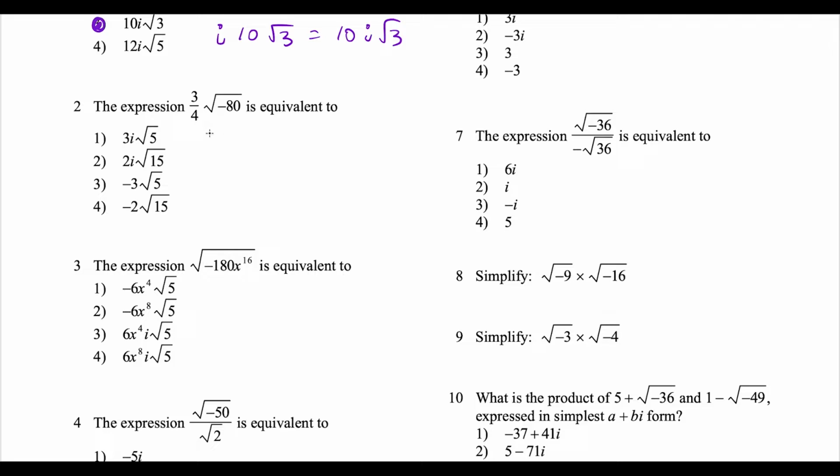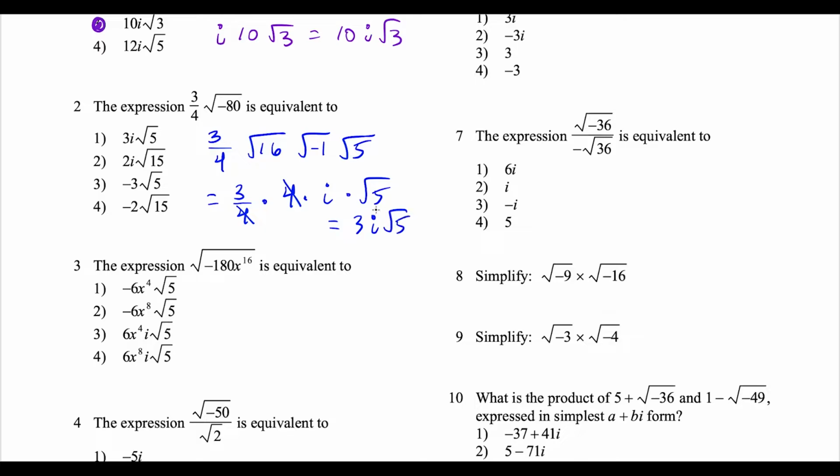For question 2, we have this expression, and we could break this down to the square root of 16 times the square root of -1 times the square root of 5. Just looking at this, I see that 16 times 5 is equal to 80. And remember, when we're factoring radical expressions here, we want to pick perfect square factors. So now this simplifies to 3/4 times the square root of 16, which is 4, times i, that's the square root of -1, times radical 5. Now 4 over 4 cancels, and this leaves us with 3i radical 5, which makes our answer choice 1.